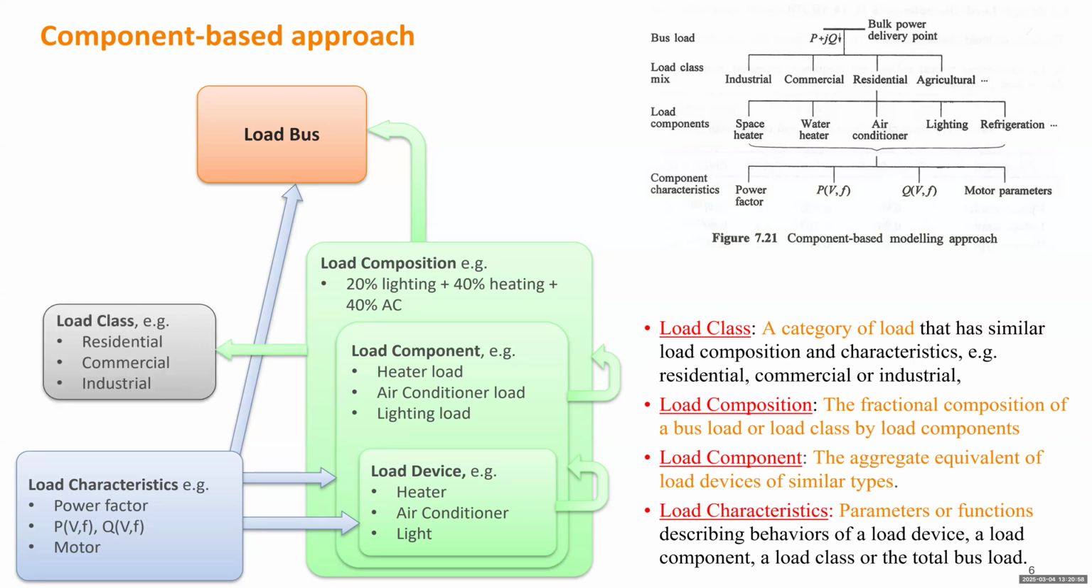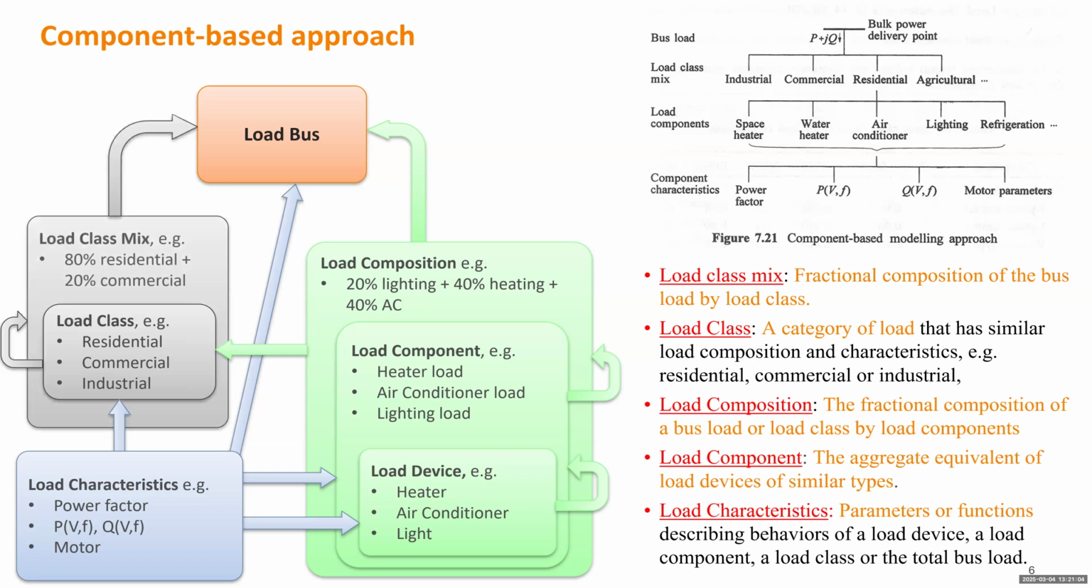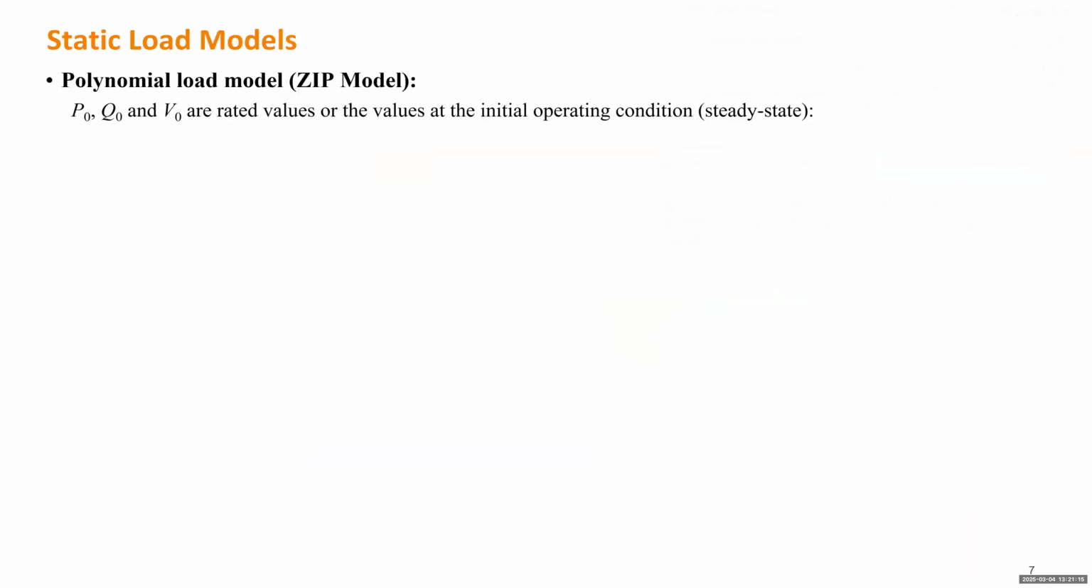So the last level will be the classes of the load, which could be residential, commercial, industrial. You can just go further up by one level. You can directly jump from the load characteristic to the load class and the mix. That's the process. Okay, next, let's talk about the static load model.